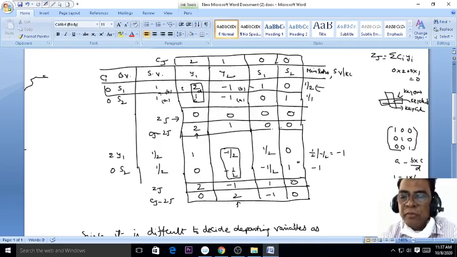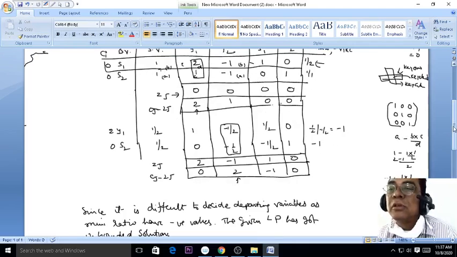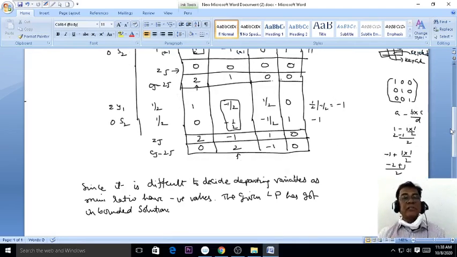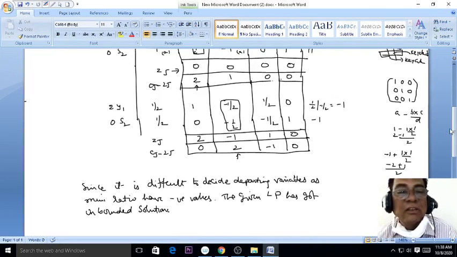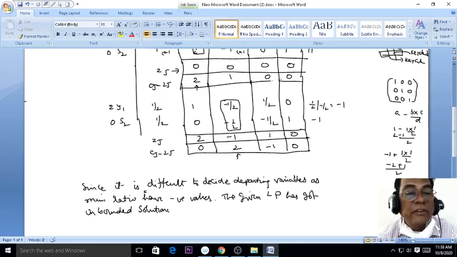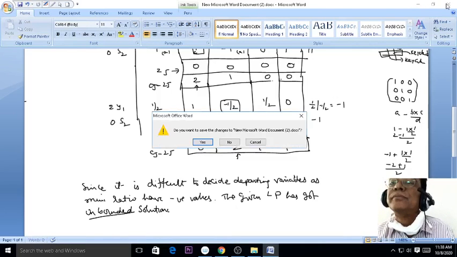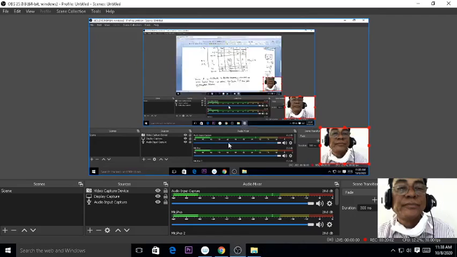Here both are negative, so since it is difficult to decide the departing variables, as the minimum ratio has negative values, the given LP has an unbounded solution. This is very important. Unbounded solution means no solution: no maximization and no minimization. That's all. So now the problem is completed. Next, go to another problem.